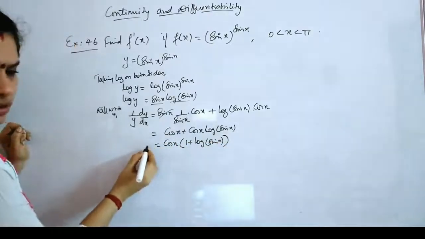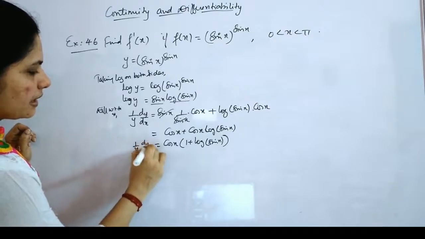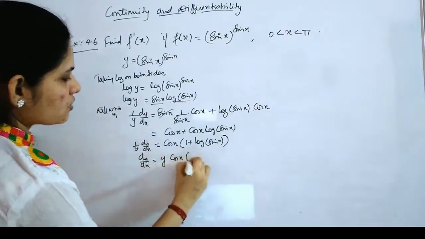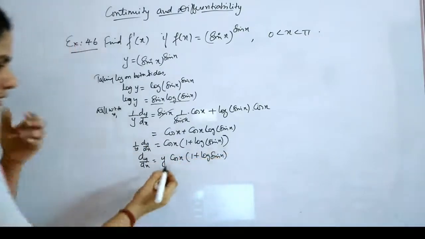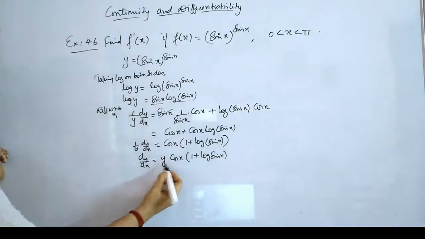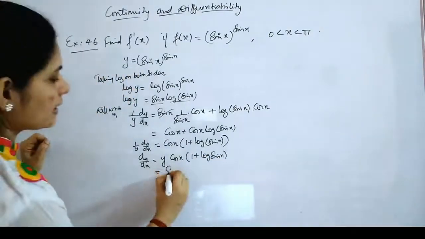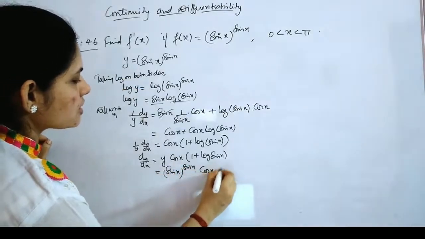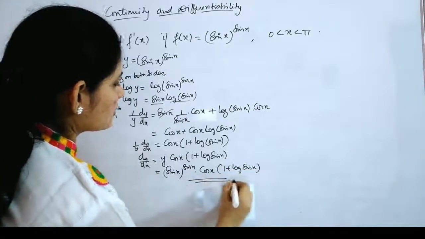This is 1 by y into dy by dx. Now what is dy by dx? Question is find dy by dx. So dy by dx will be y into cos x into 1 plus log of sin x. Okay. So you can just replace the value of y. What is the value of y? Sin x the whole raised to sin x into cos x into 1 plus log sin x.